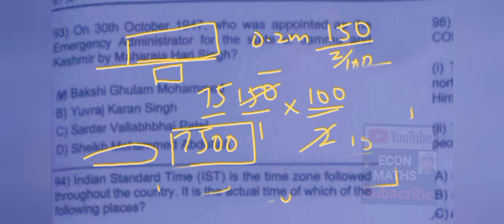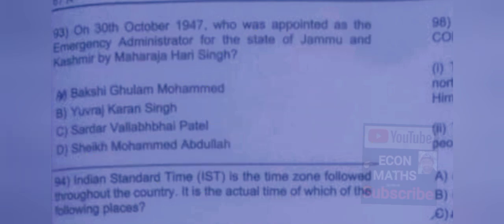Next question is, on 30th of October 1947, who was appointed as the emergency administrator for the state of Jammu and Kashmir by Maharaja Hari Singh? The options are Bakshi Ghulam Muhammad, Yuvraj Karan Singh, Sardar Vallabhbhai Patel, or Sheikh Mohammad Abdullah. The correct option is Sheikh Mohammad Abdullah.